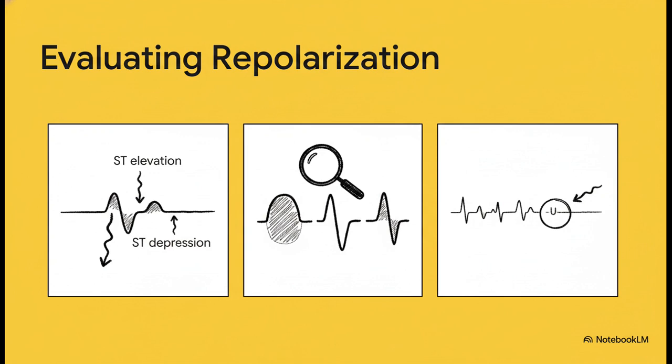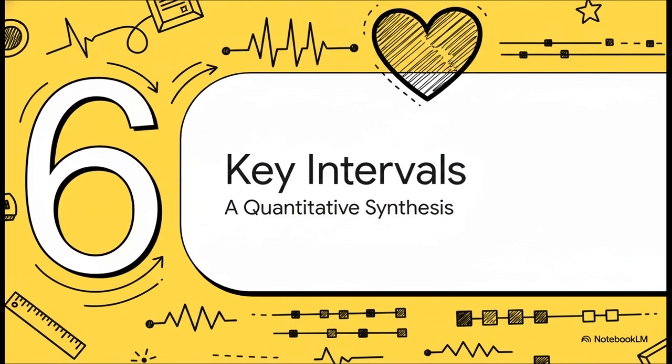What's its morphology? Is it upright or inverted? Is it tall and peaked, or is it flattened? These changes can point to a huge range of pathologies. And finally, you note if a U wave is present and what it looks like, because it can become prominent in conditions like hypokalemia.